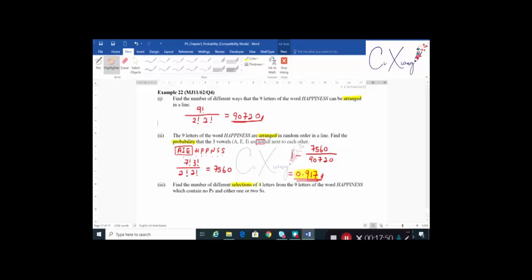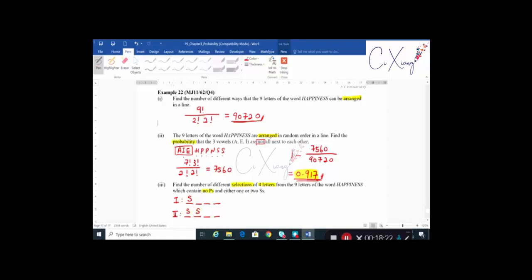Okay, you want to select 4 letters from the 9 letters which contain no P and either 1S or 2S. Alright, so now for any selection or combination case, I think I told you before, if you are having identical items, you need to list it out case by case. Alright, so the first case is you have 1S. The second case is you're having 2S here.